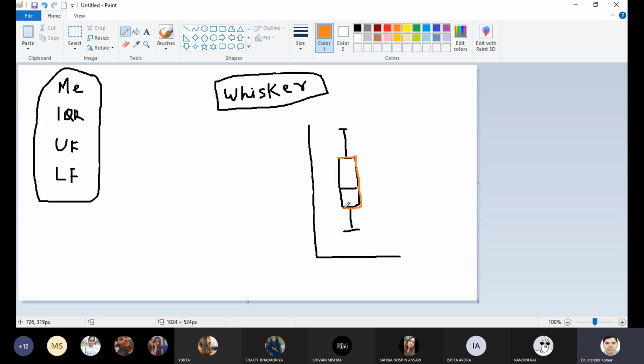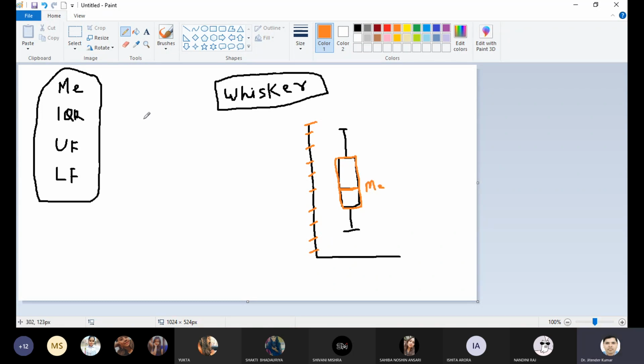So you see, this is my box, and the lines above and below are called whiskers. Suppose this is my scale here. Let us assume I am measuring vitamin B12 levels. In the middle of the box there is one line, right? This line is basically my median.